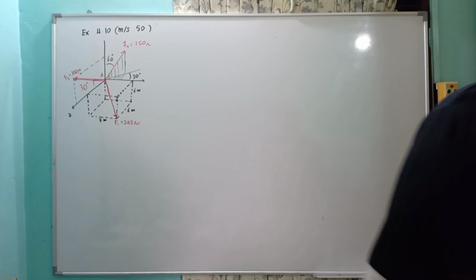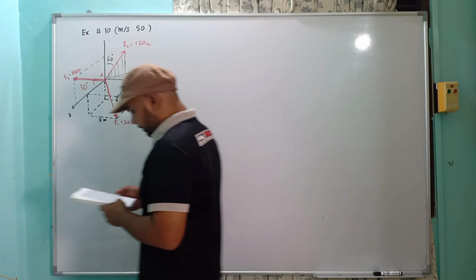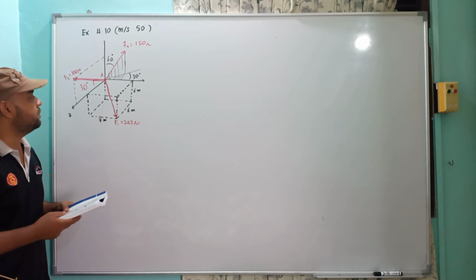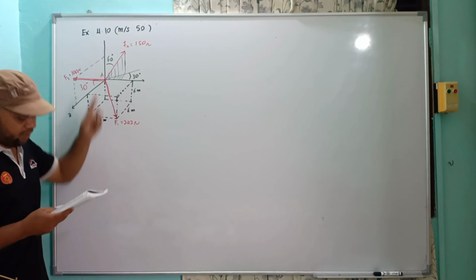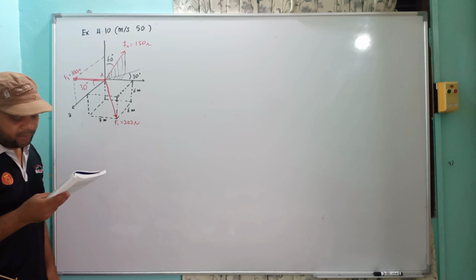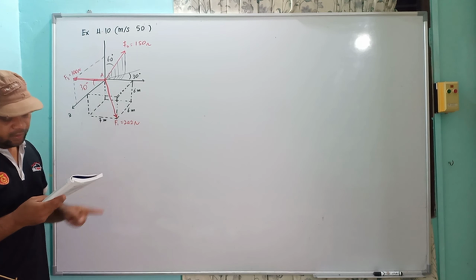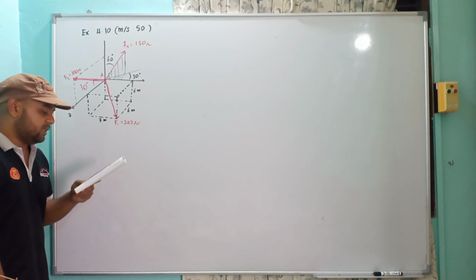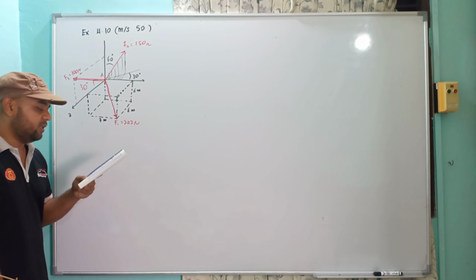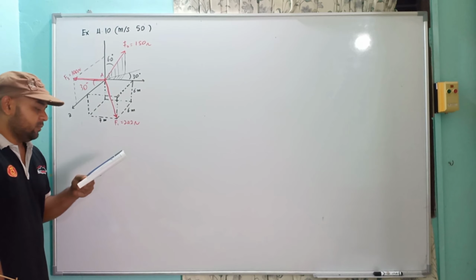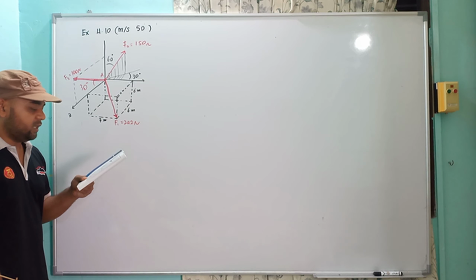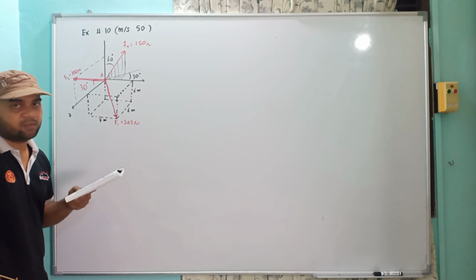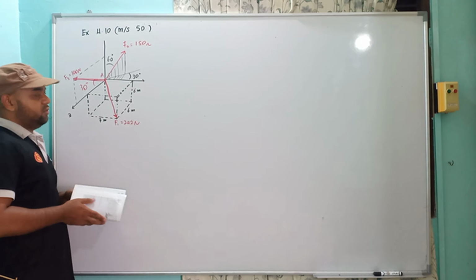Exercise 4.10, page 50, says that there are three forces, F1, F2 and F3, acting on particle A as shown. The first one, determine resultant R in terms of I, J and K. The second one is the angle between R and the x-axis, which is theta Rx. And the last one is the force F4 if the resultant of F1, F2, F3 and F4 is equal to 0. Okay, so we have three questions here.